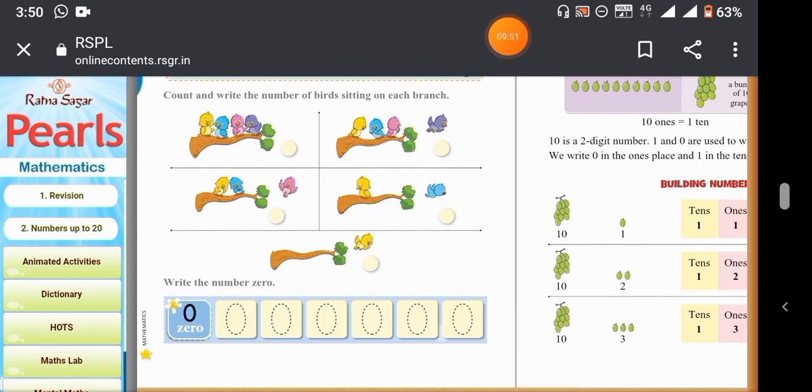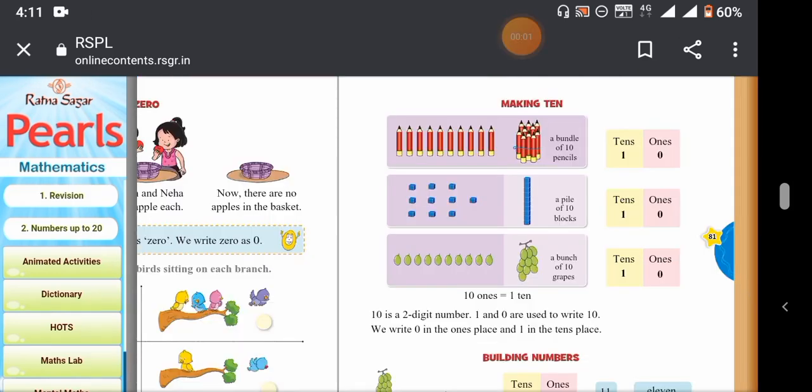Next, write the number 0. So children, now you should trace these 0s. Okay. Making 10. So in the first picture, there are some pencils. So how many pencils are there? 1, 2, 3, 4, 5, 6, 7, 8, 9, 10. So there are 10 pencils.